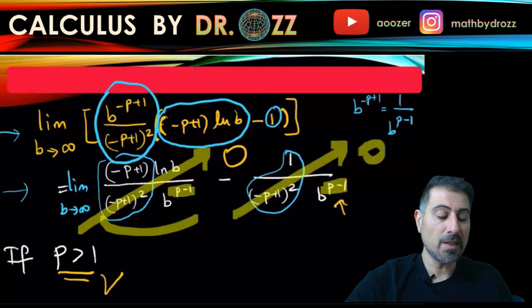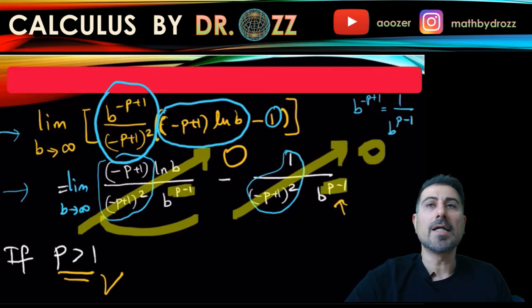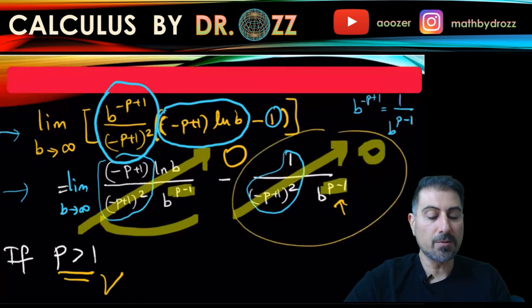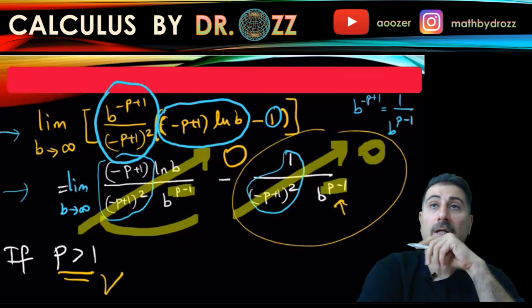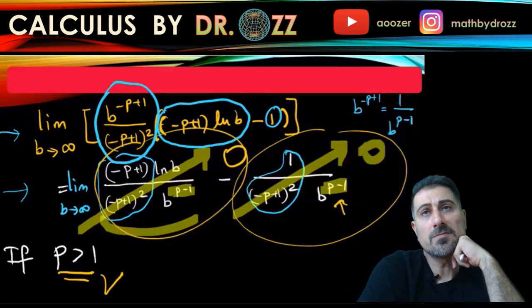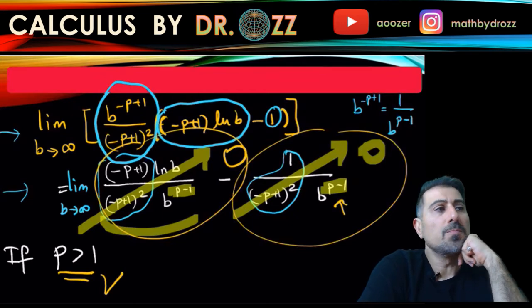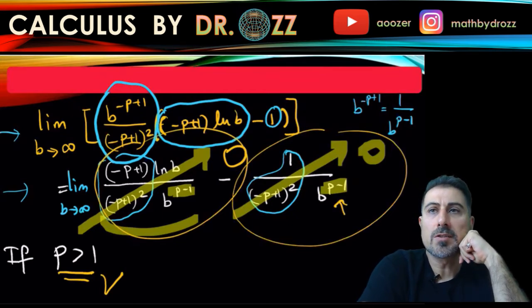If p is less than 1, I can't do that trick. Then you are going to have b coming with a negative power. That's not good. If p equals 1, we're still safe for the second term, but not for the first one, because if p equals 1, we still have ln b at the top, and as b approaches infinity, that diverges. So p has to be strictly greater than 1 for both terms to be 0.